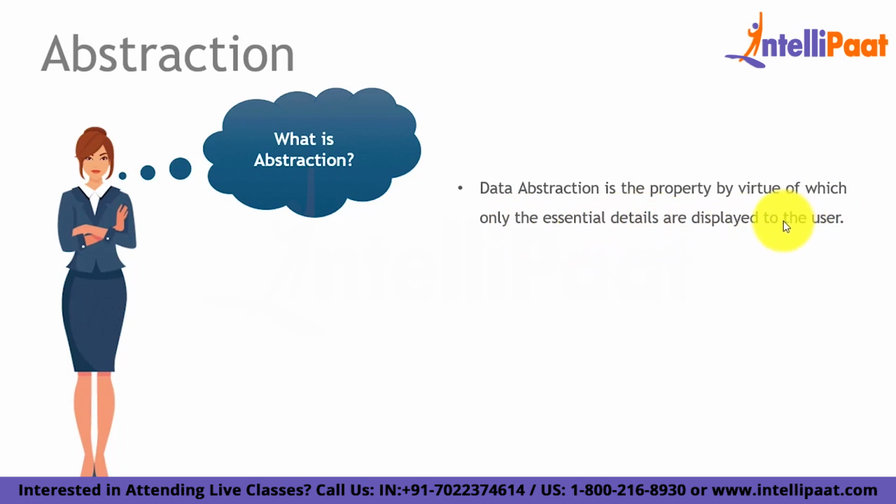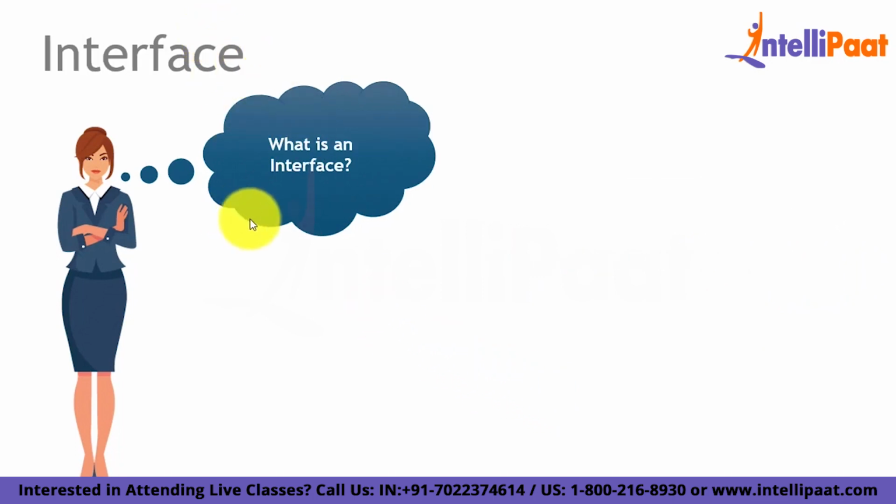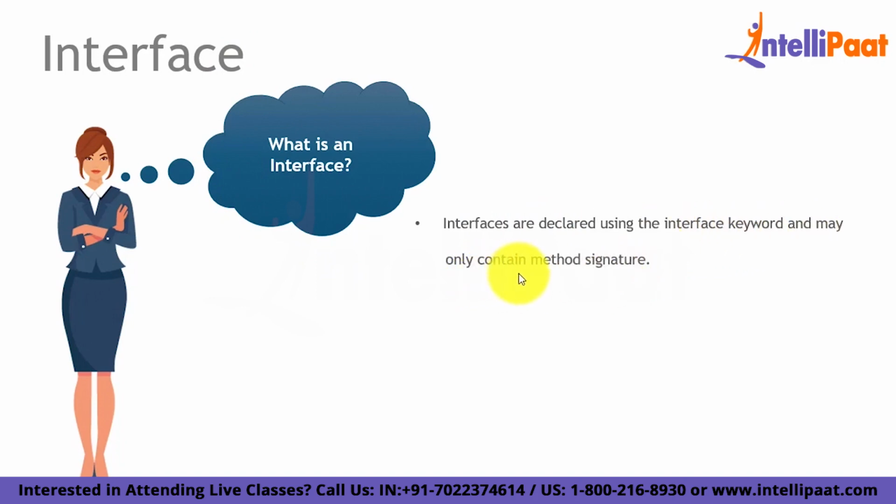So I've already given the example of a car. With respect to the driver, we need different details. With respect to a mechanic, I need different details. Abstraction is achieved by interfaces in TypeScript. So let us talk about what an interface is. Interfaces are declared using the interface keyword and may only contain method signatures.